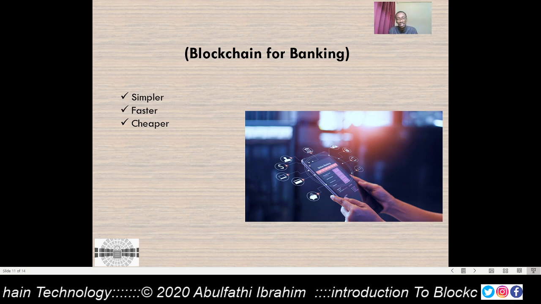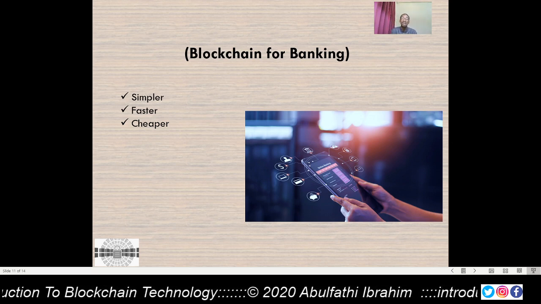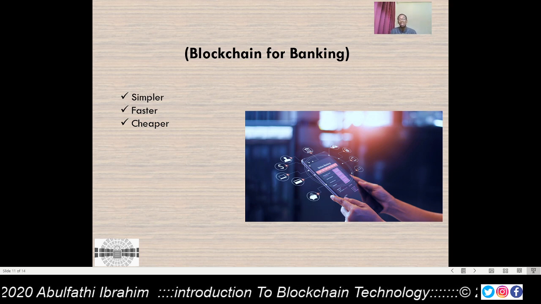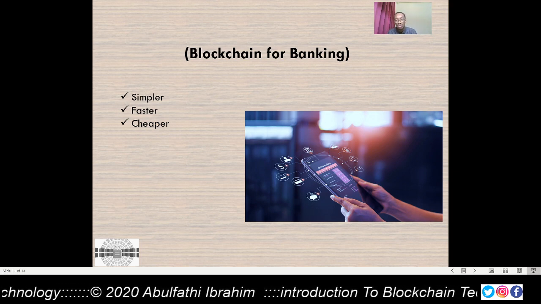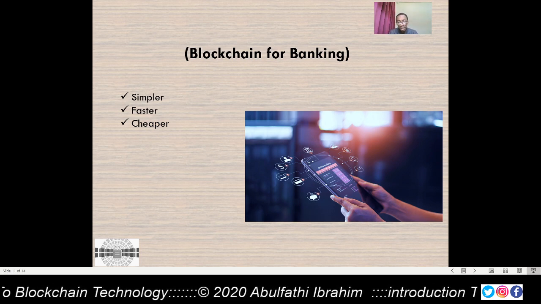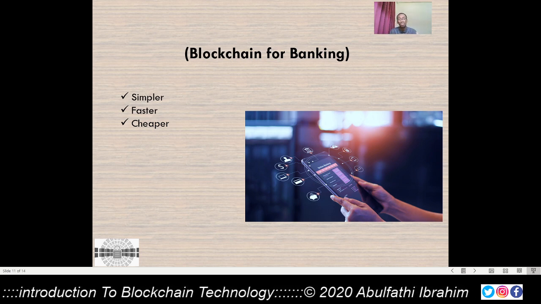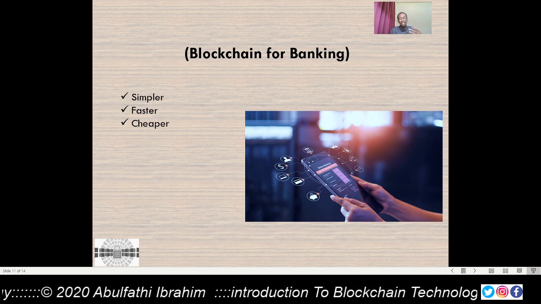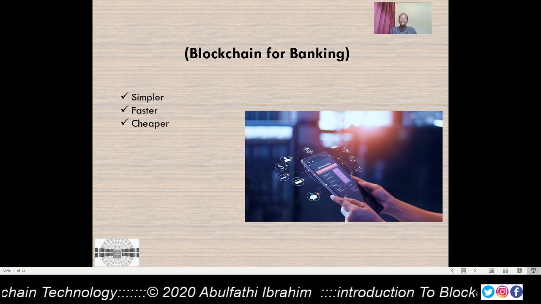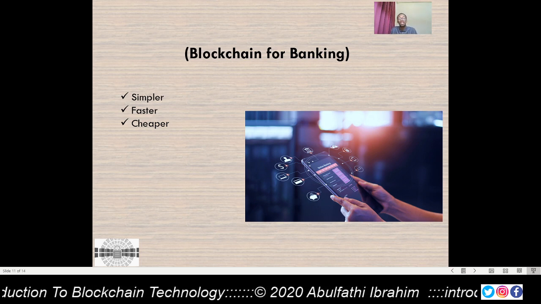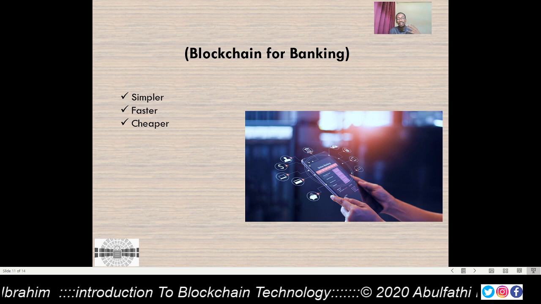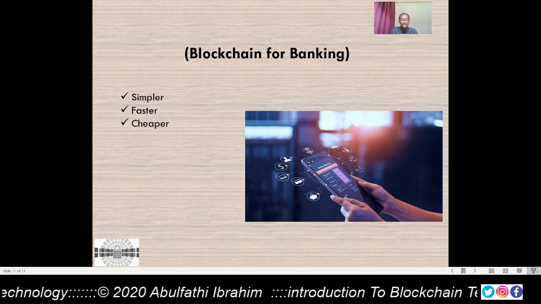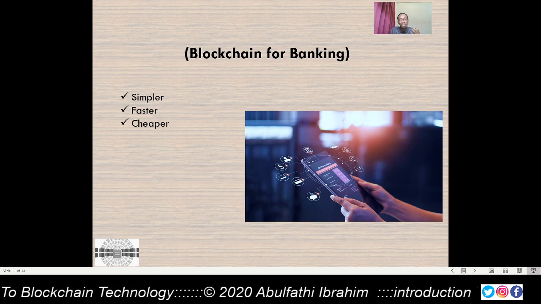cheaper, faster, and simpler. For example, if we look at current transactions in a normal bank, if you want to transfer some amount of money from your country to another country, or from A to B, it will take some time, weeks or 3 days. But with blockchain, it is transparent because of the confidentiality, integrity, and security within the blockchain mechanism. So blockchain helps banks.